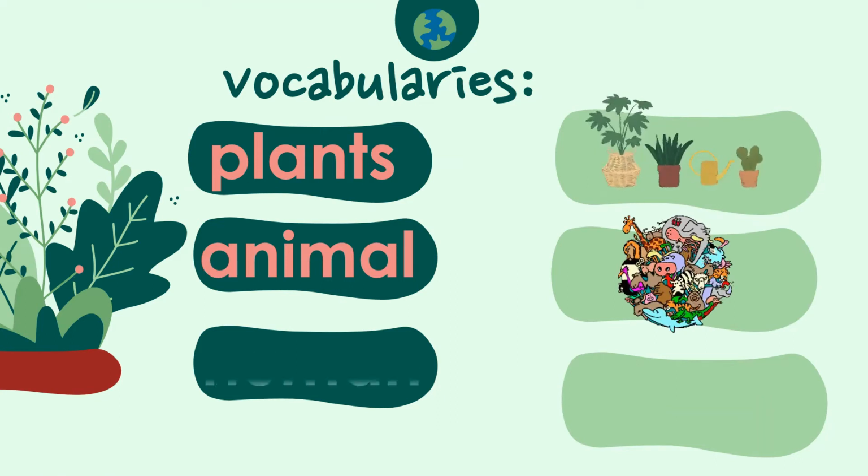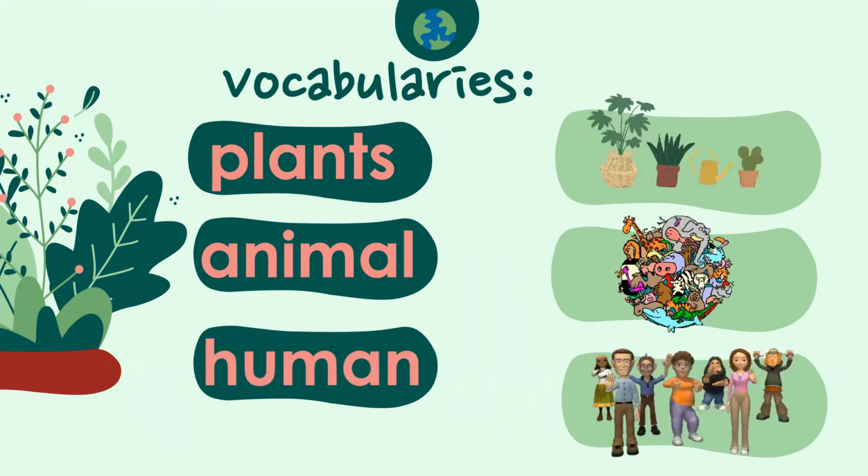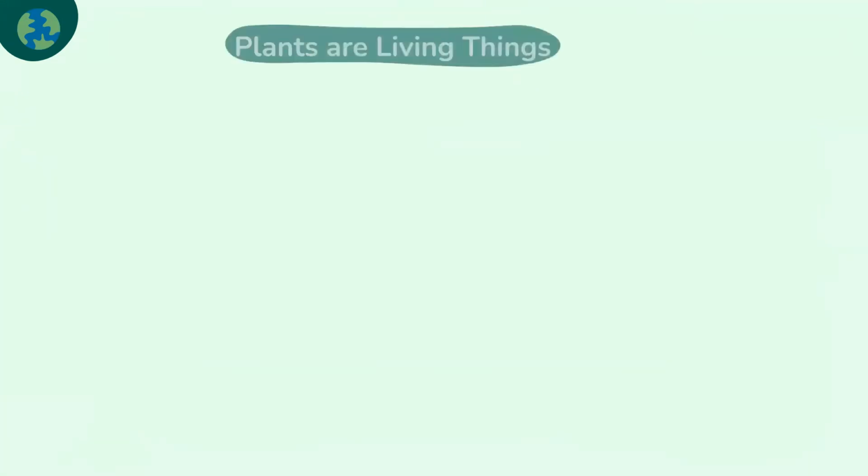Now, the third word is human. Let's spell the word human. H-U-M-A-N. Human. Okay, so we are considered human. Now, let's go back to what are living things. We said that living things are those with life. Now, I am going to show examples of living things.